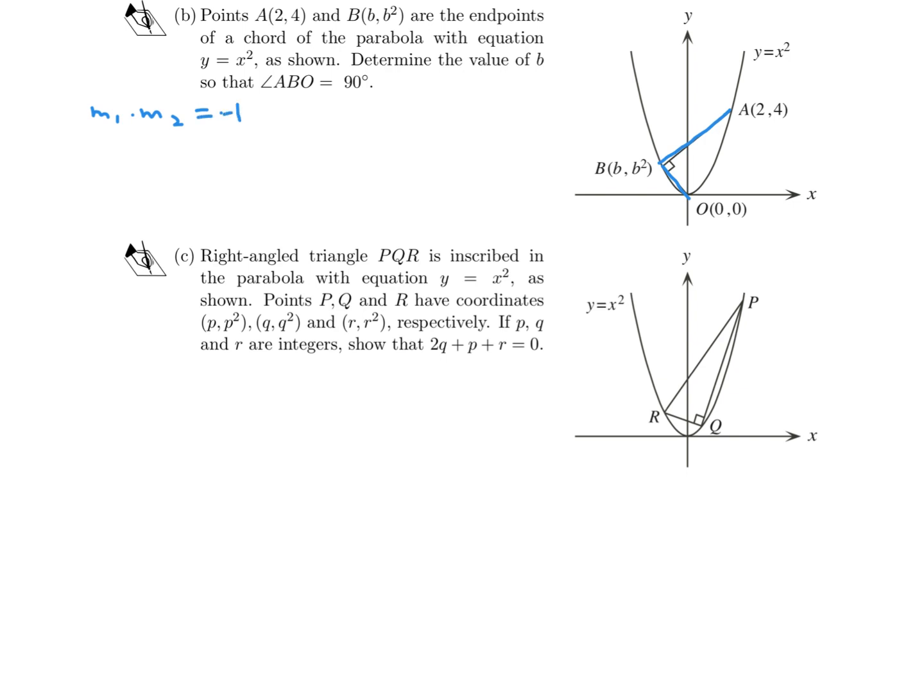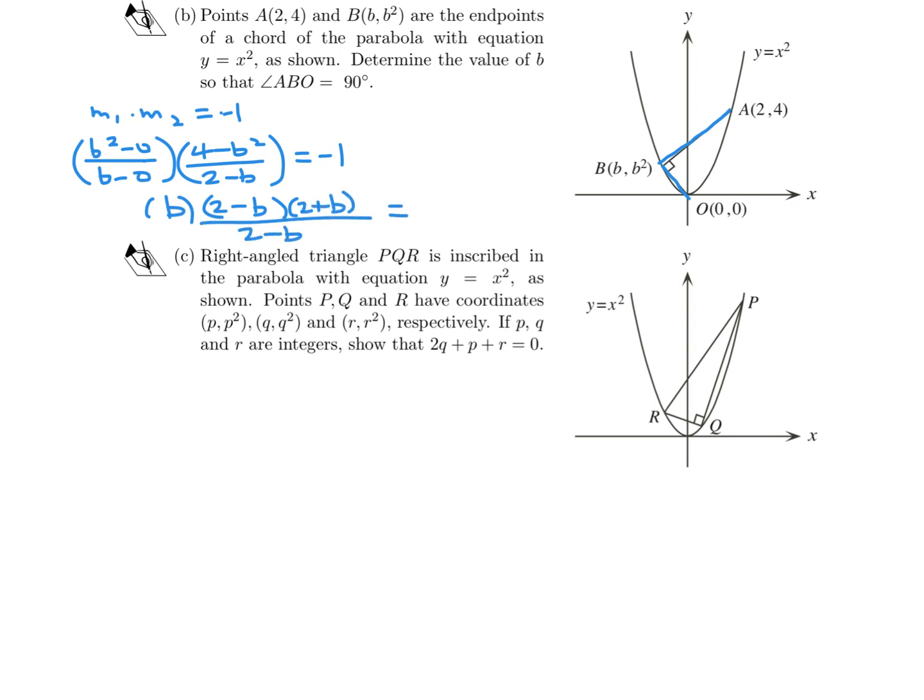Okay, so the first slope, using the b and the origin, that's going to be b squared minus 0 over b minus 0. And then m2 is 4 minus b squared over 2 minus b, like that. And that equals negative 1. So this is just going to be b, and this factors, I think, 2 minus b, 2 plus b, and then of course you've got 2 minus b on the bottom, and that's negative 1. So that means that the 2 minus b's cancel, so all you're left with is 2 plus b times b.